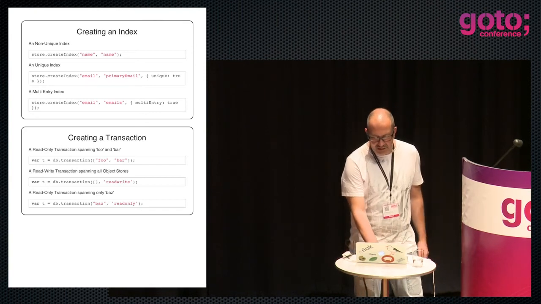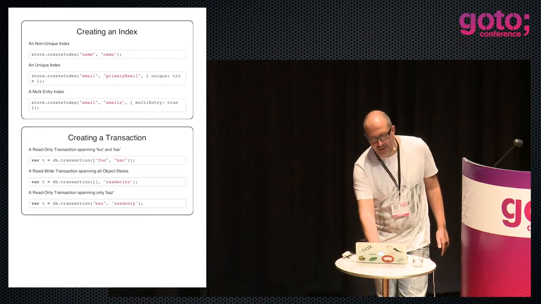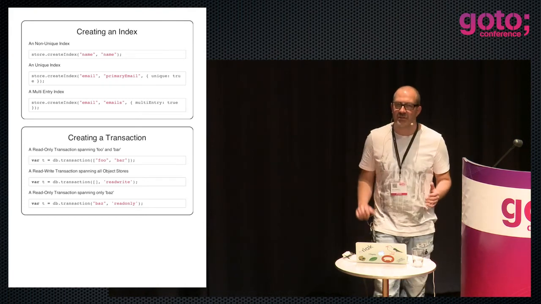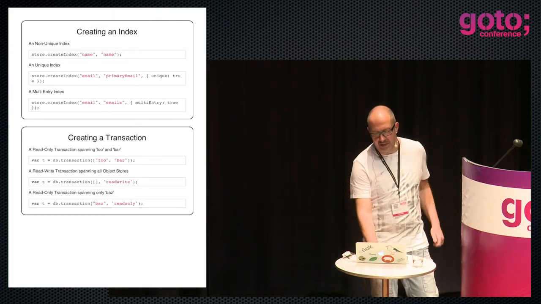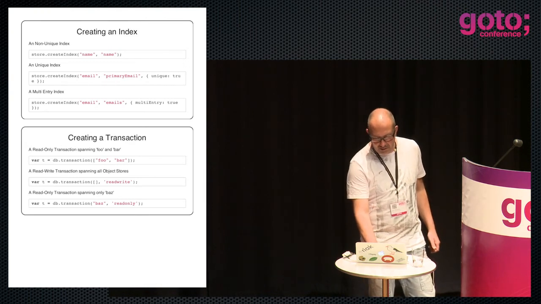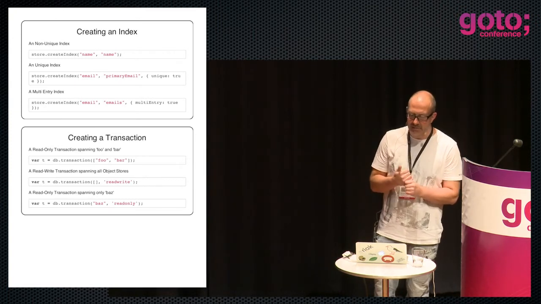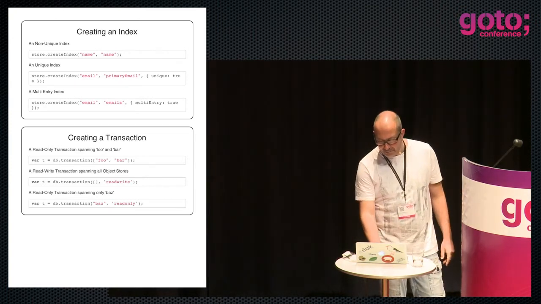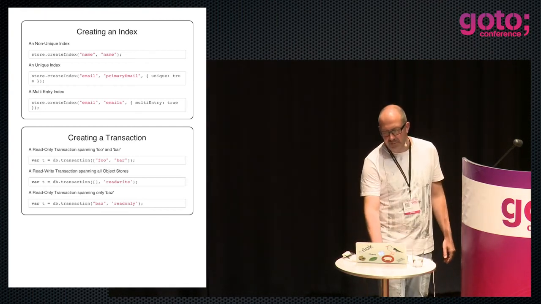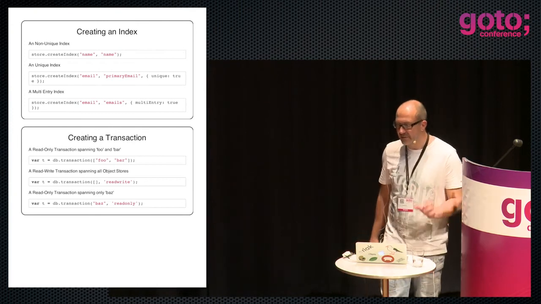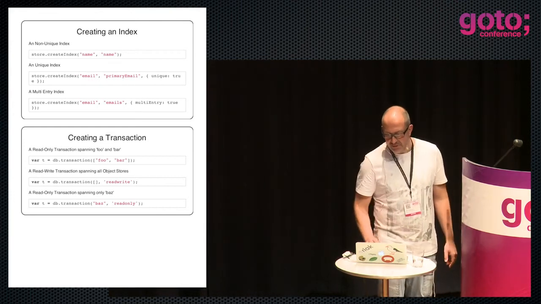We can make transactions. We do that on the database. We specify here what are the object stores that we want to include in our transaction. So we are spanning over the two buckets here called foo and bar. We can span over all the buckets by giving an empty array. We can make read-write or read-only transactions. If we only give a single string here, it's the same as giving an array with a single value in it.